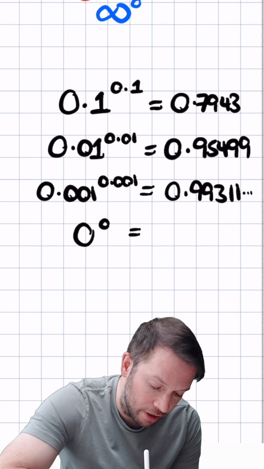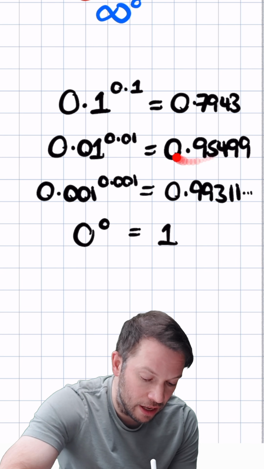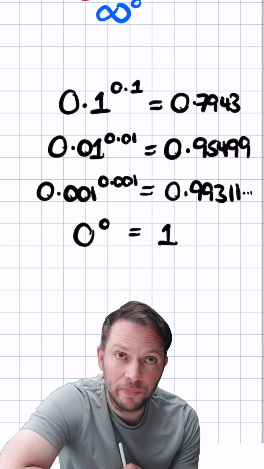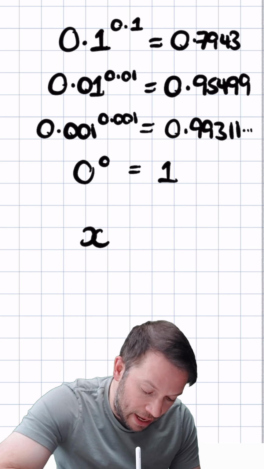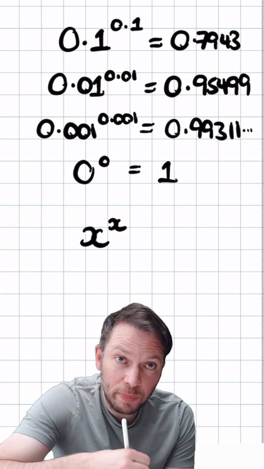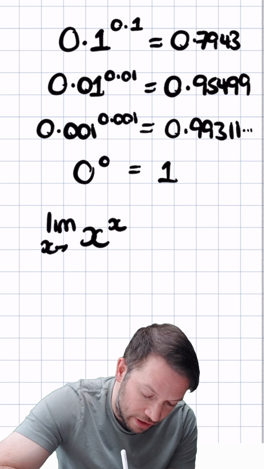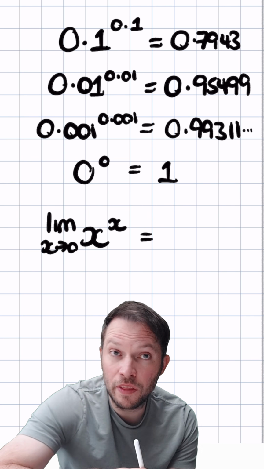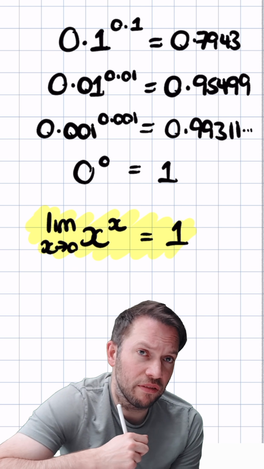So therefore, if we make that number smaller and smaller and smaller, we might think that as we do 0 to the power of 0, we get 1, because you can see that these numbers here are gradually approaching 1. And the way we could write that is that if we're trying to find x to the power of x, where we want x to be as small as possible, so we want the limit as x tends towards 0, then we can see that that value is tending towards 1. Now, does that mean that 0 to the power of 0 is 1?